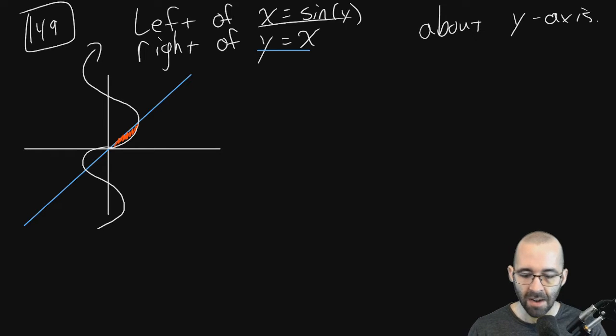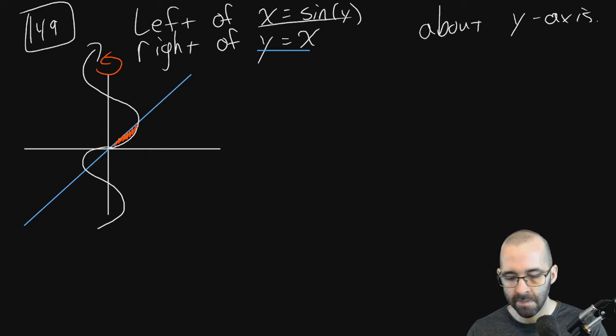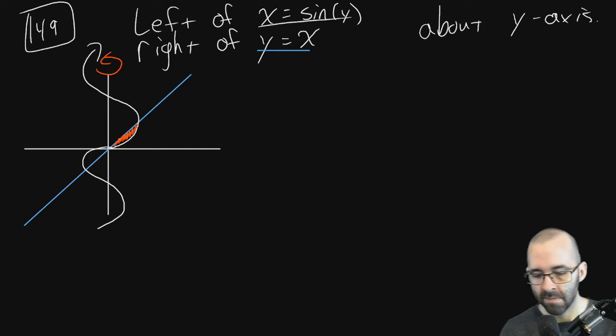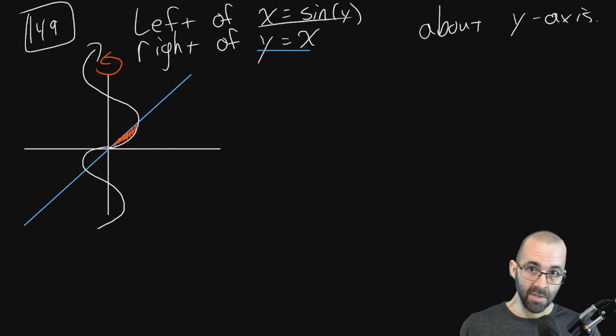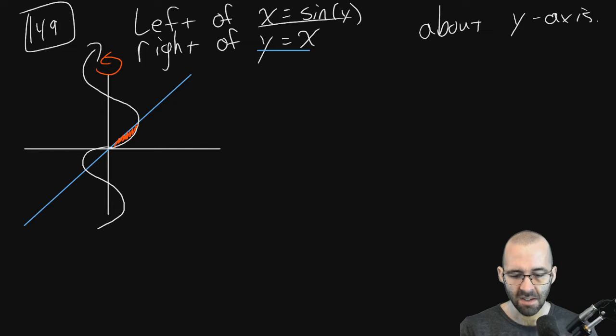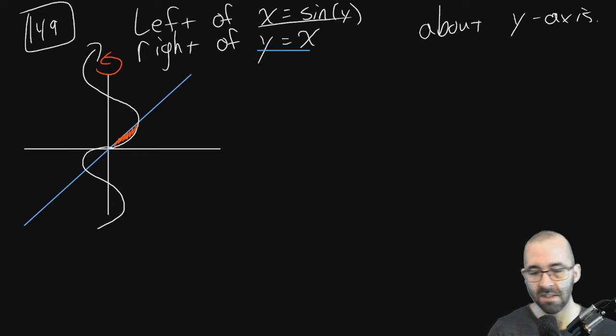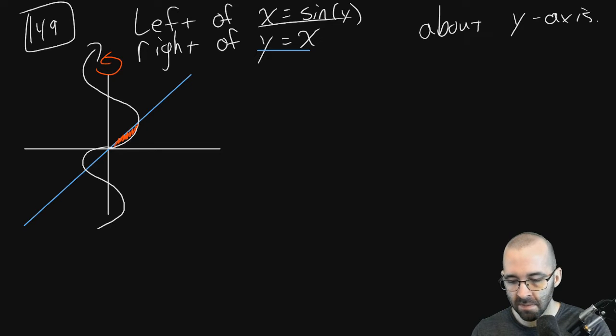I wish I didn't draw my graph so tiny. We want this rotated about the y-axis. So again, do you want things in terms of y or in terms of x? I think the washer method's going to make more sense here. But you can use the washer method or the shell method. Let's set up both. Good practice.